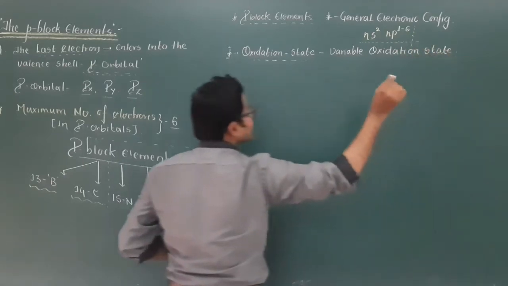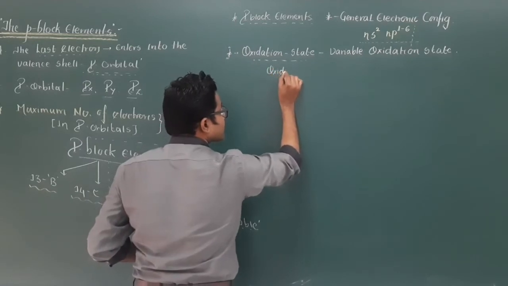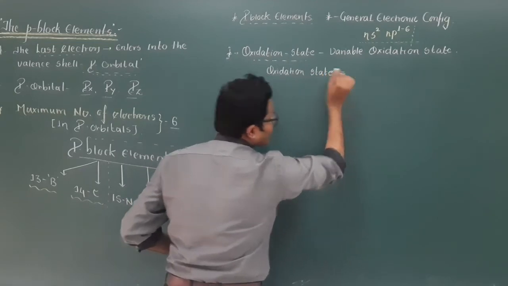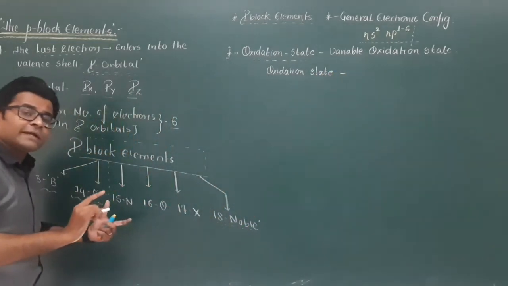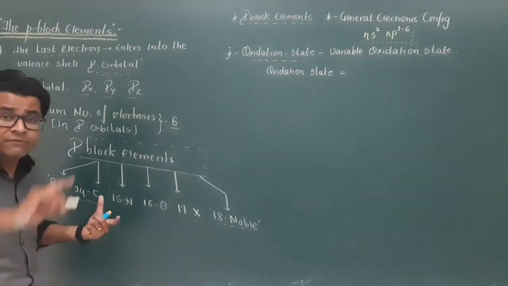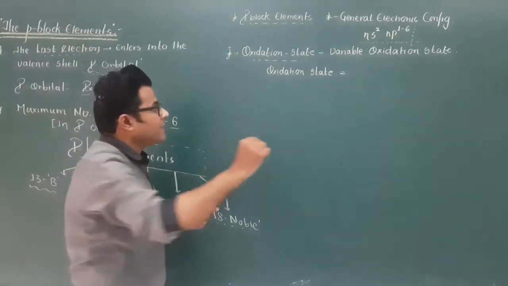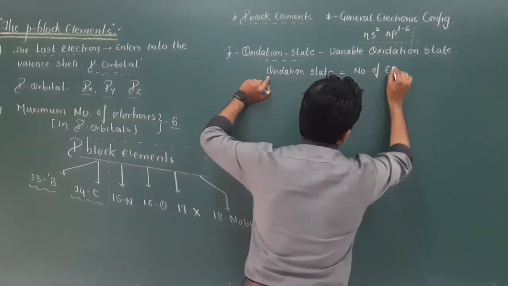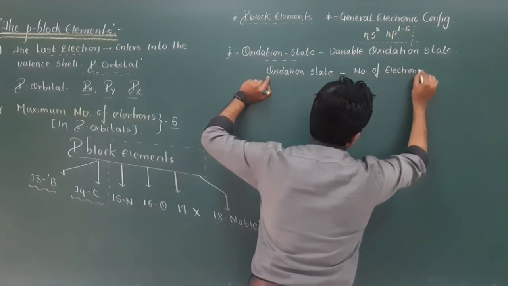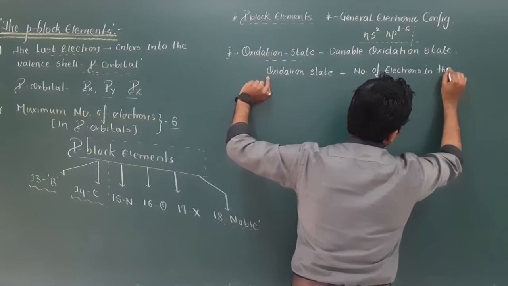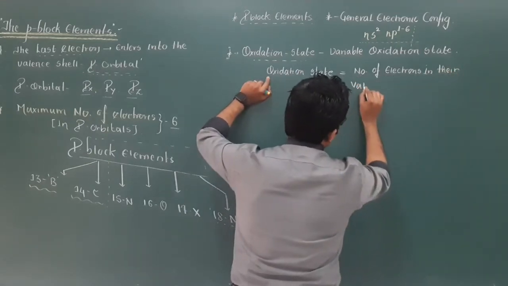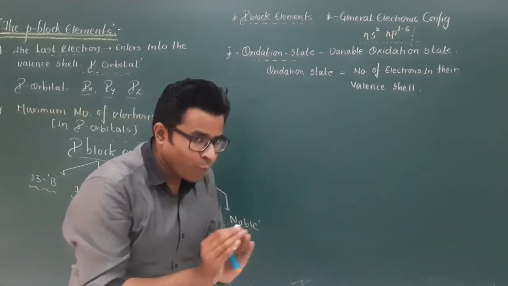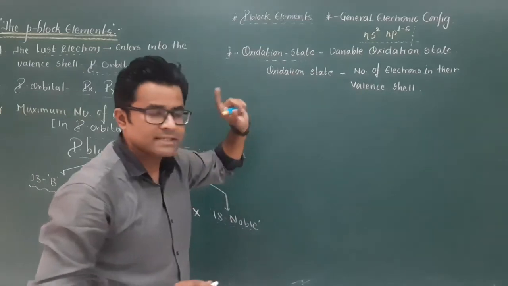Okay, and the oxidation state is equal to the number of electrons these particular elements have in their valence shell. Okay, so oxidation state is equal to the number of electrons in their valence shell.